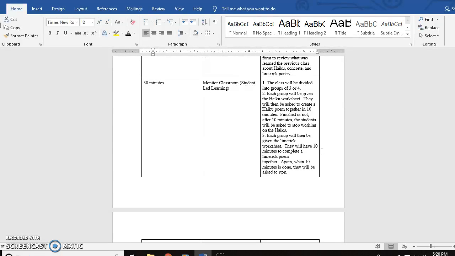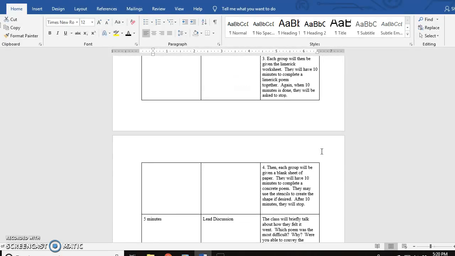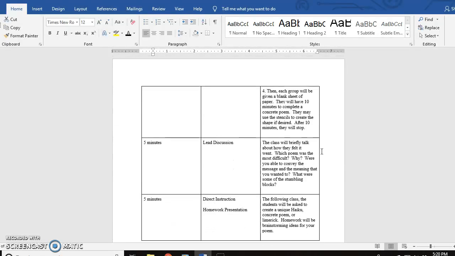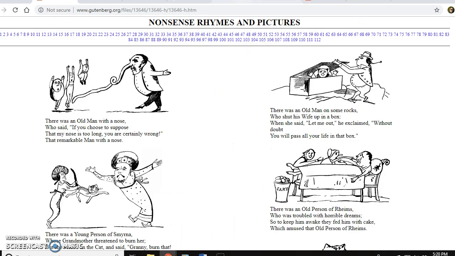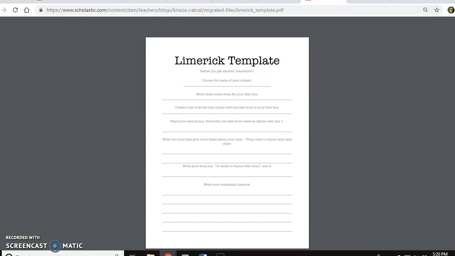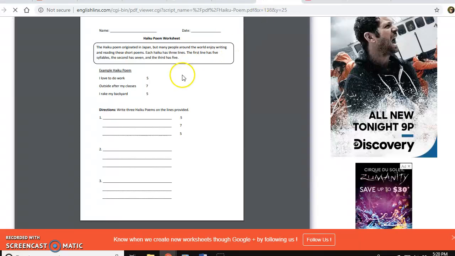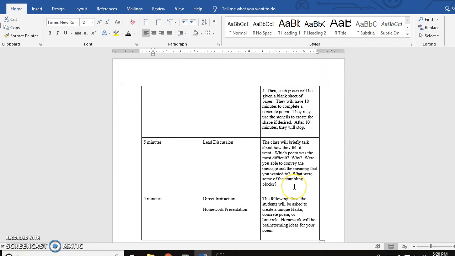Same with the limerick. They would have 10 minutes to quickly do a limerick. That's not a lot of time to do a limerick, but again, I just want them to kind of get some practice with each other. So then they would do a concrete poem. We'd give them a blank sheet of paper. I have worksheets for the haiku and for the limerick. So here's the limerick template to help them write it, and then here's the haiku template.